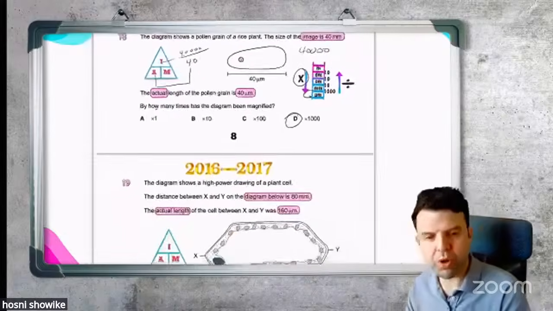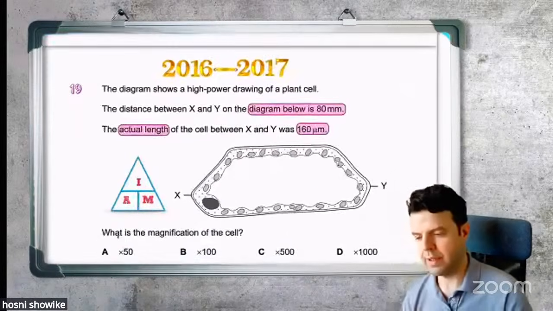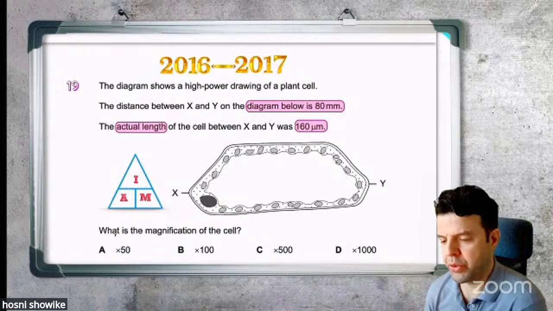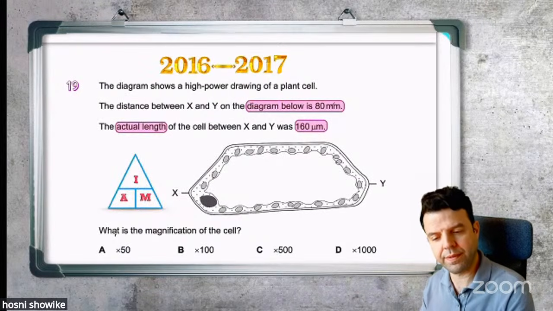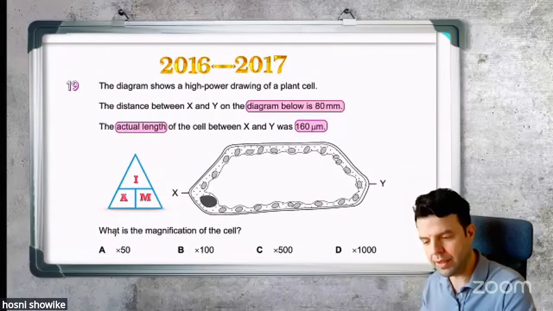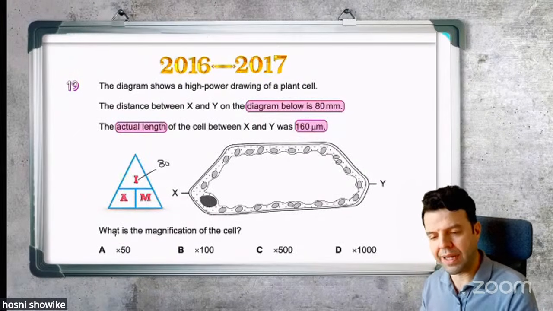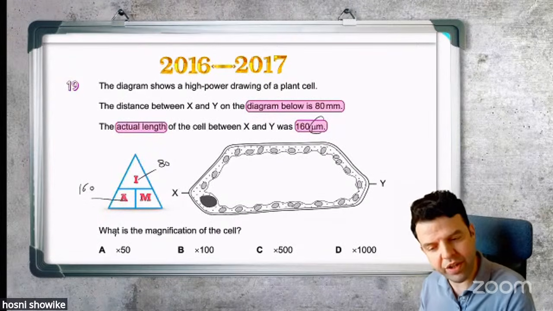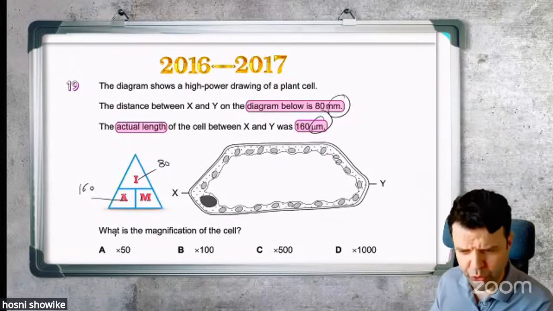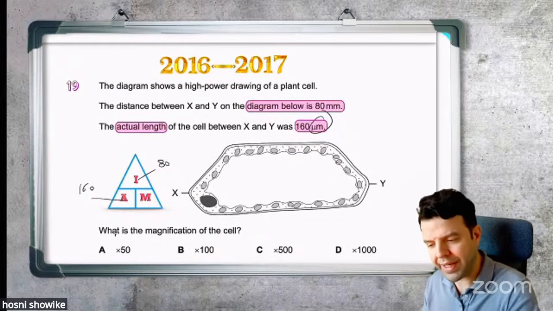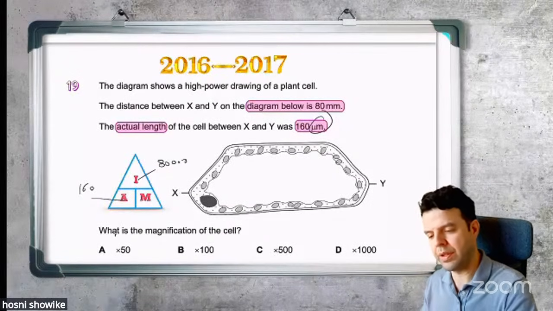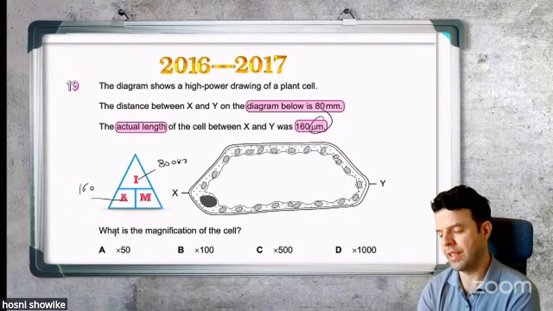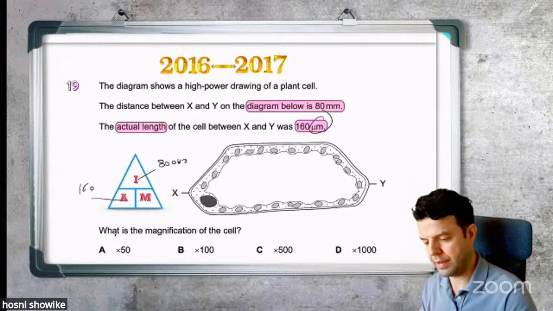Let's try one more. Here it says, diagram shows a high power. Diagram is image, 80. And the actual is 160. But again, they're not matching. Straight away, what do you do? You multiply that 80 by 1,000. It becomes 80,000 over 160. That is what?